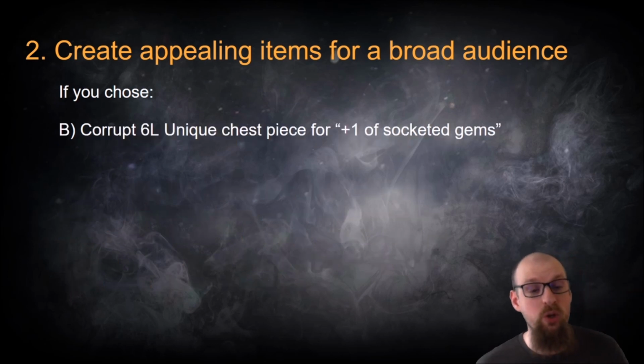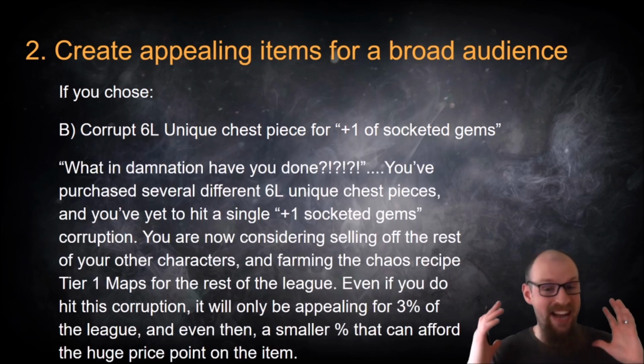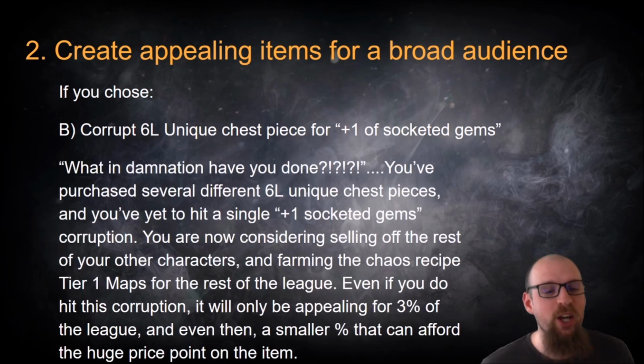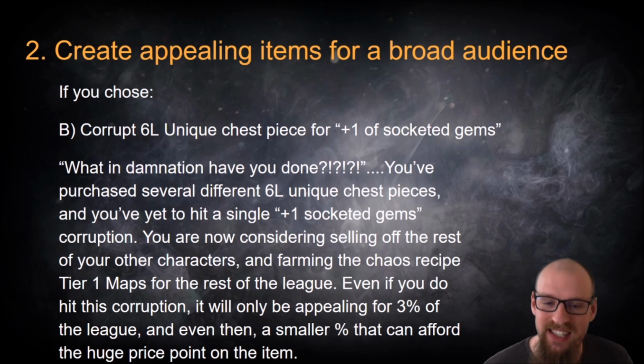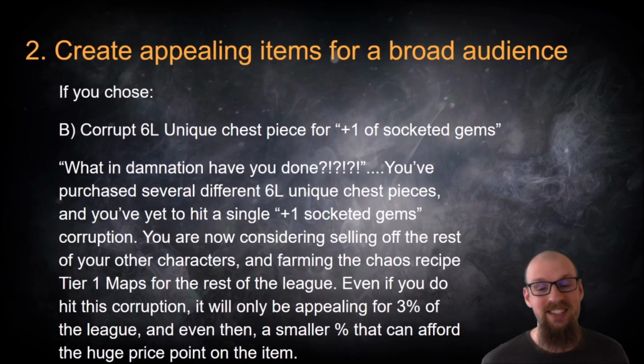Well, welcome if you selected option B, corrupt a 6-link unique chest piece for +1 to level of socketed gems. To quote Bannon, "What in damnation have you done?" You've purchased several different 6-linked unique chest pieces, and you've yet to hit a single +1 socketed gems on those corruptions. Now you are considering selling off all of the rest of your other characters' gear and simply farming the chaos recipe in tier 1 maps for the rest of the league.